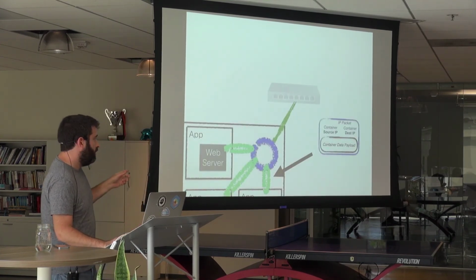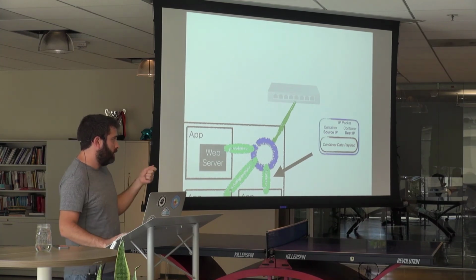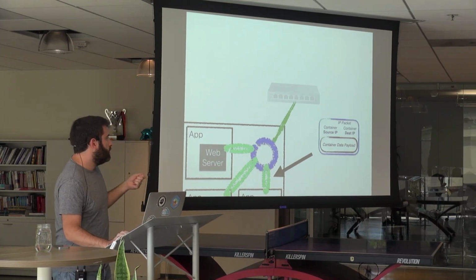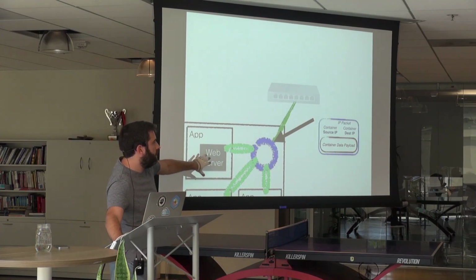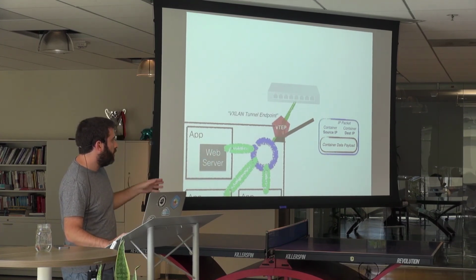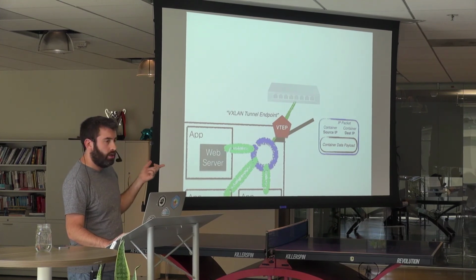Just to go through it, you have your container. It's going to send an IP packet out over the network. As the packet travels inside the hosting container host, the Diego cell, it stays as it is. But then when it goes out over the network, it hits this VXLAN tunnel endpoint device.